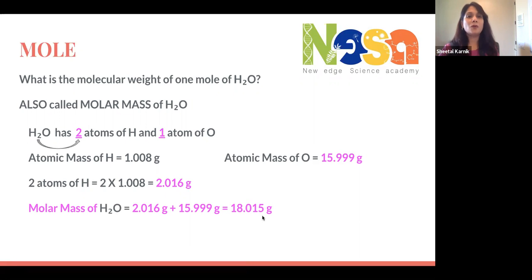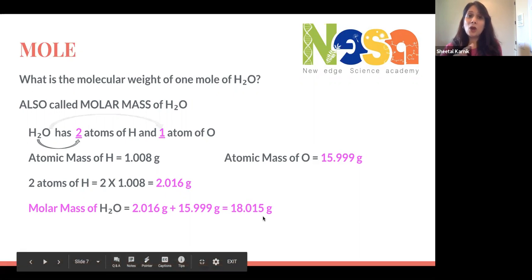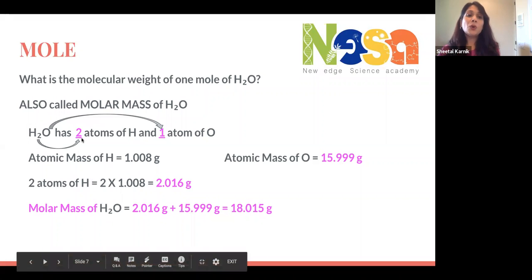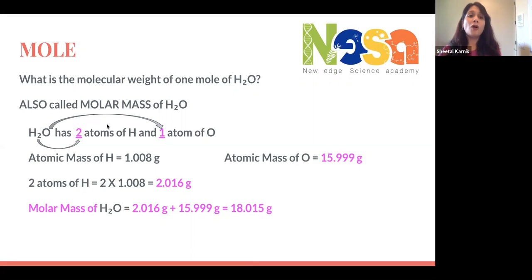Let's solve another question. Before we solve the question, let's not forget 2 important steps here. The first step was to look into how many atoms are present in that particular molecule of each element. That was the first important step. And the second important step was to go to the periodic table to look into the grams of that particular element.